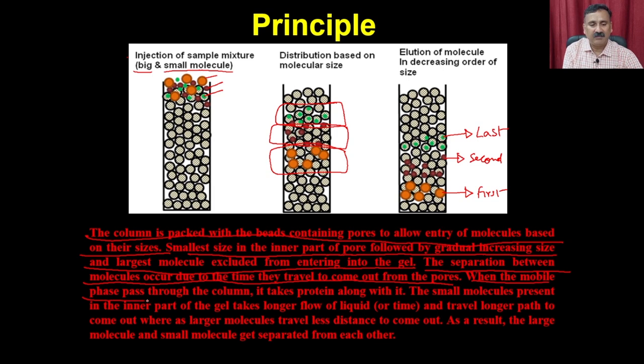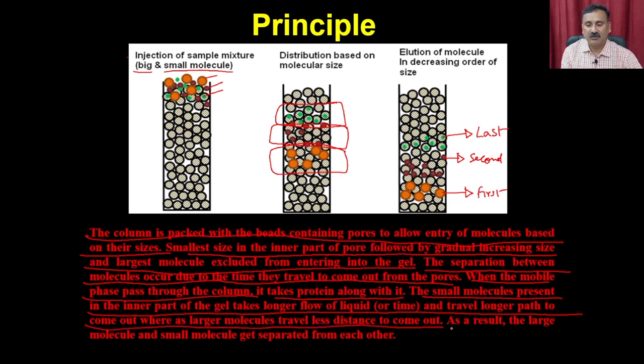When the mobile phase passes through the column, it takes protein along with it. The small molecules present in the inner part of the gel take a longer flow of liquid and travel a longer path to come out, whereas the larger molecules travel less distance to come out. As a result, the large molecules and small molecules get separated from each other.